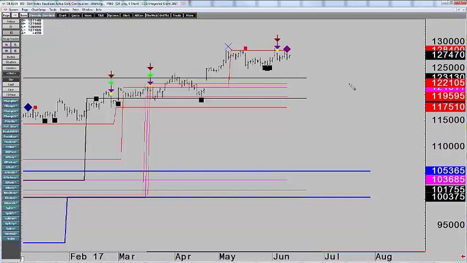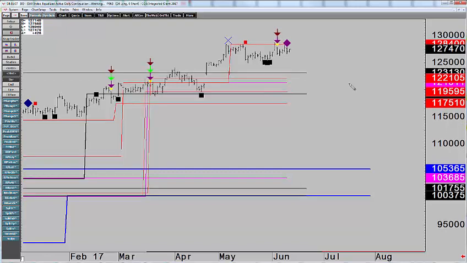Pretty quiet. There's a daily at the top. That's just about all you could say about it. Obviously, new closing highs would suggest another leg.